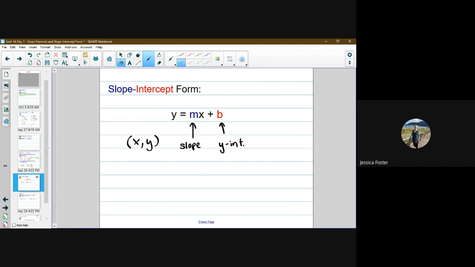Now, the really nice thing about having an equation written in slope-intercept form is it's super easy and quick to identify your slope and your y-intercept immediately, which is very helpful when you're graphing. So, let's take a look at a couple equations that are not written in slope-intercept form and see if we can convert them to slope-intercept form so we can identify what our slope is.